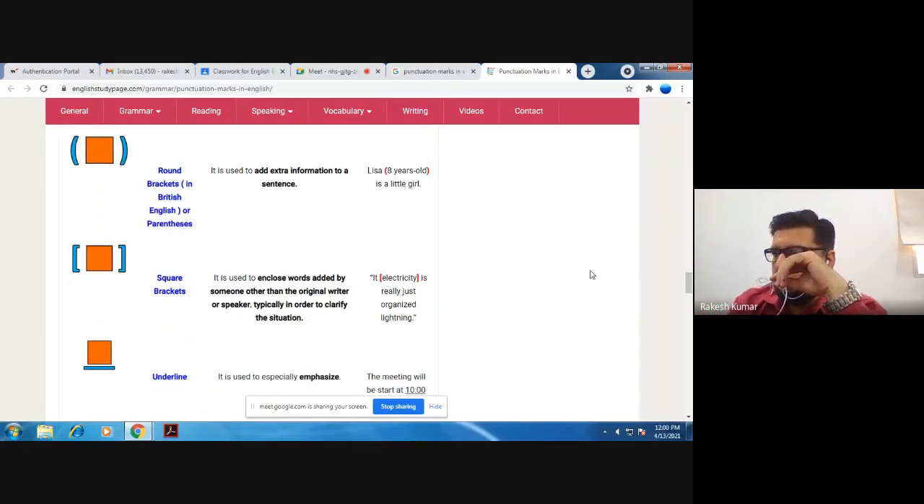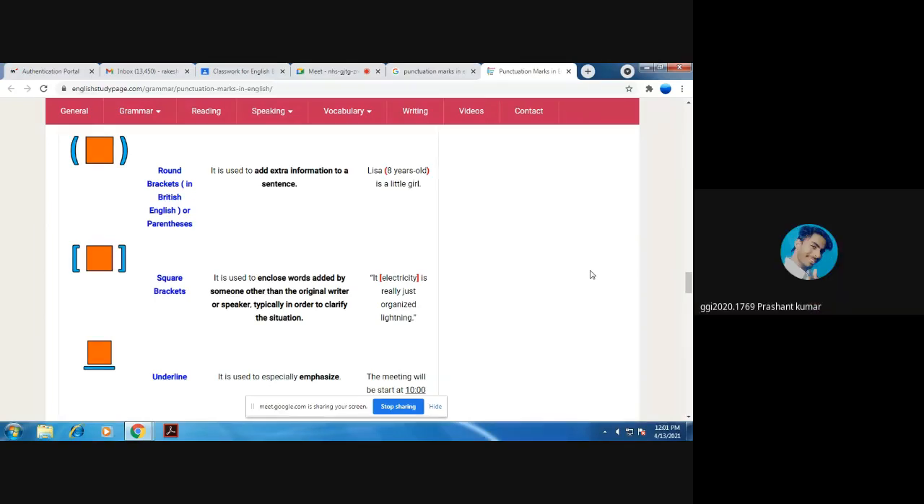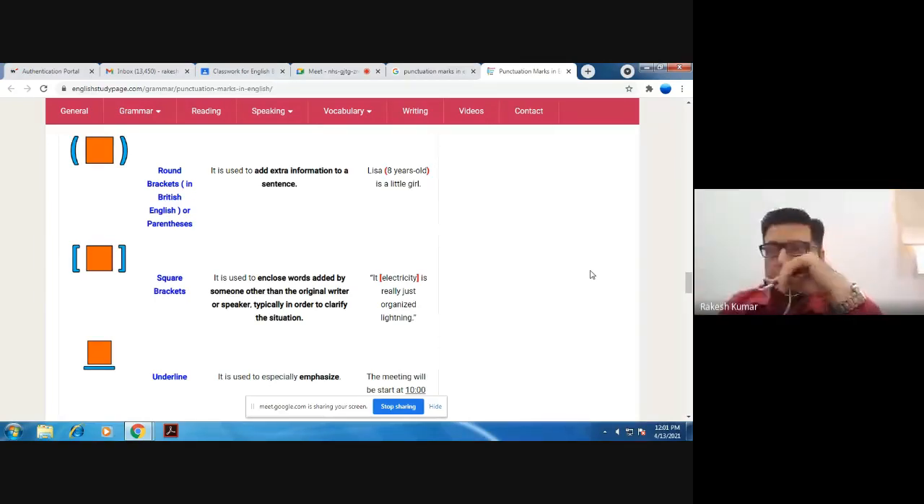Then we have brackets. There are two different types of brackets. One is the round bracket. They are saying it is used to add extra information to a sentence. Lisa (8 years old) is a little girl. So Lisa is the name, but you have added information in brackets, that is 8 years old, because you want to tell the years. It could be 2 years, it could be 8 years. So, of course, yes.